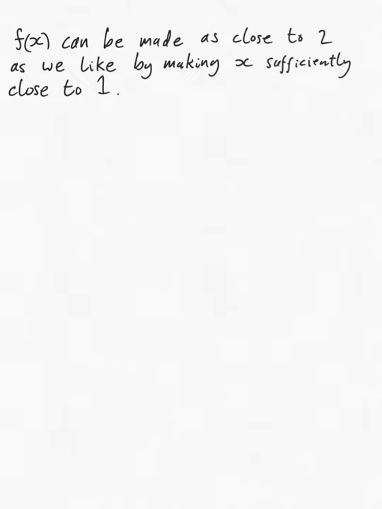In fact, we can make f(x) as close to 2 as we like by making x sufficiently close to 1. In this case, we say that the limit of our function (x squared minus 1) over (x minus 1), as x approaches 1, is equal to 2. So those statements are essentially equivalent. If the limit of that function as x approaches 1 equals 2, it means I can make the function as close to 2 as I like by making x sufficiently close to 1.